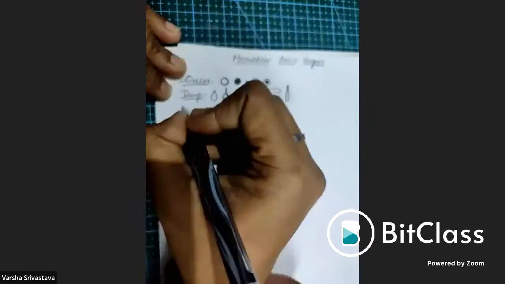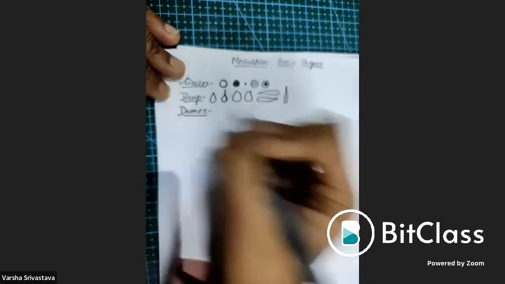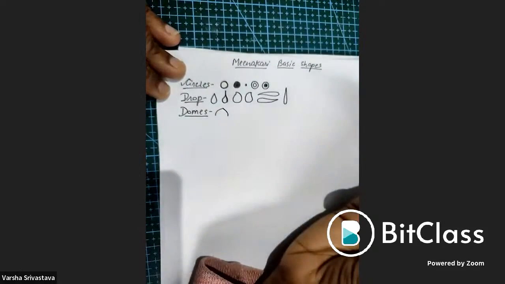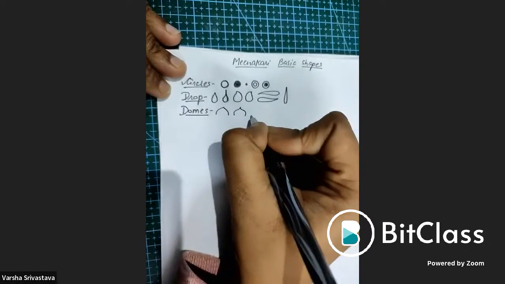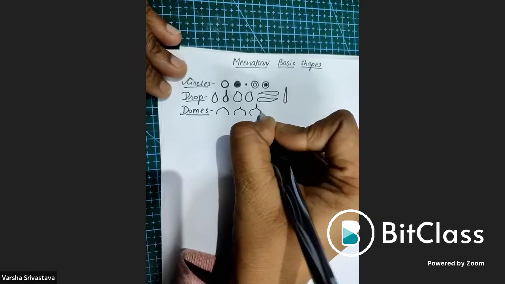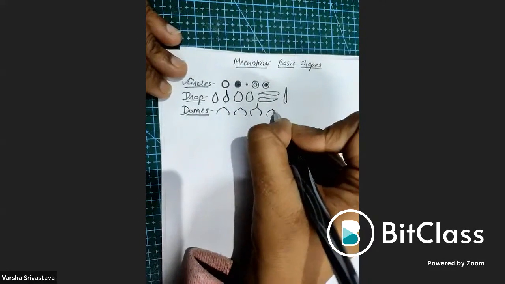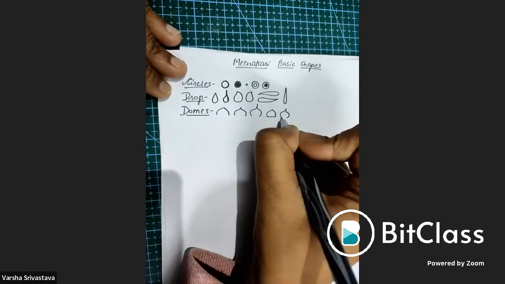Okay. Then I'm going to make the domes. Domes. So just make a normal dome like this. Make a little bit pointed dome, a little bit pointed, and this is very much pointed. Just make it in 3 ways. And then I'm repeating the first dome and I'm adding the line. So you can also make the lines with the domes like this.